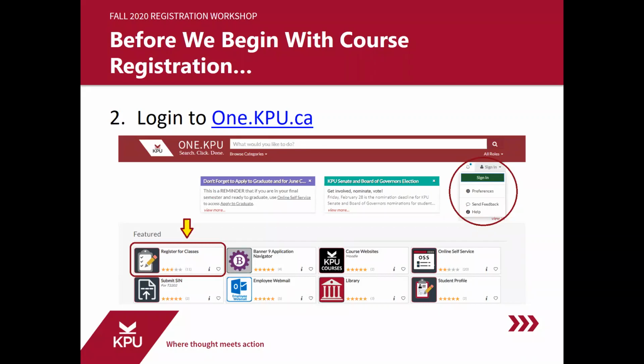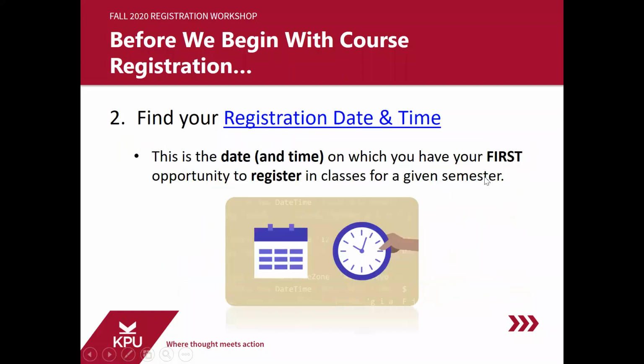Okay. So on one.kpu.ca, it is really important to note it has a lot of the information, whether that is to register for courses or to go to the online self-service, and we'll go through them one-on-one with you, okay? So you will need to sign in right here. Okay. So you can also find your registration date and time. After you have logged onto the app, you'll be able to find that.